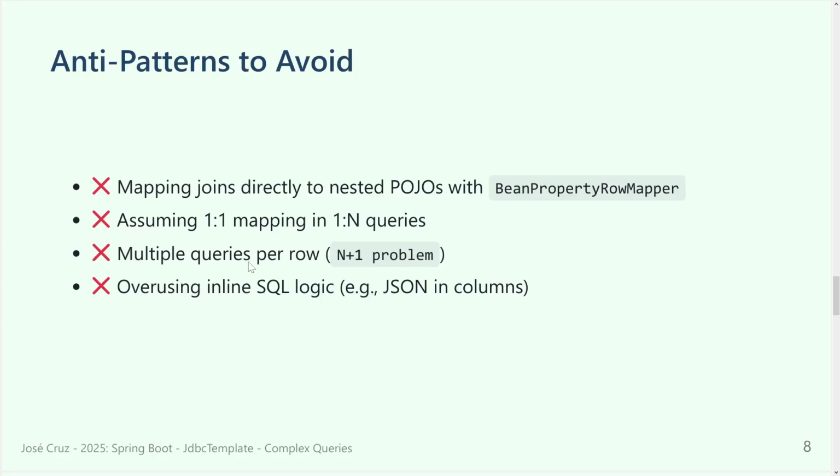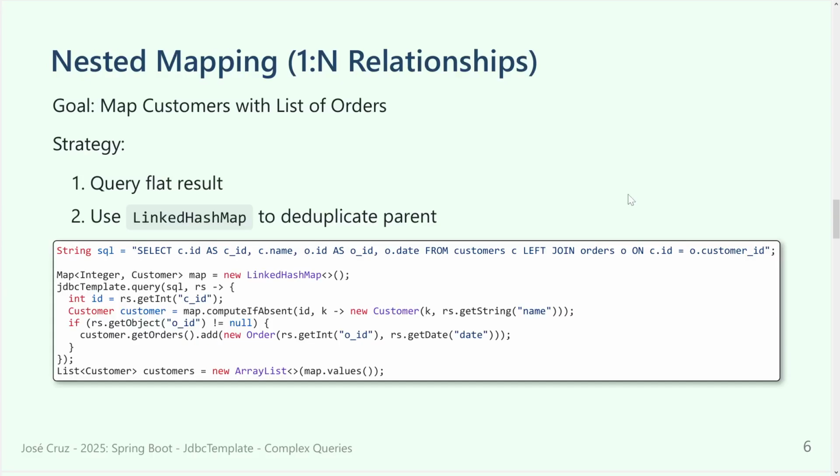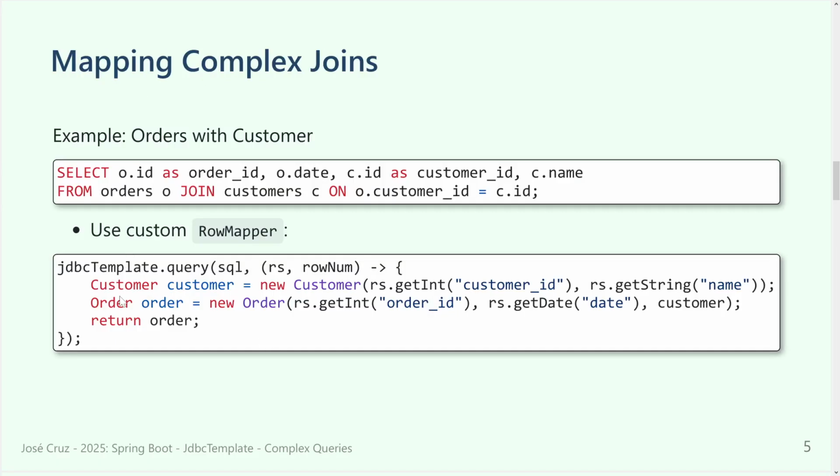So that's again the anti-patterns to avoid: mapping joins directly to a flat bean with BeanPropertyRowMapper. It's an anti-pattern because you are creating a bean that is not related to your business, unless, as I explained earlier, you have a purpose for that bean. Again, what I'm saying here is that it's better to use something like customer and order, or maybe like this one, customer and order.